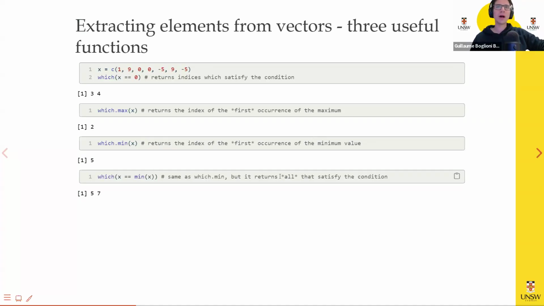If you want specifically all values that satisfy a condition, or I should say the indices of all values that satisfy a certain condition, you can use which on the condition. For example, here, x == min(x). That gives you many positions, right?